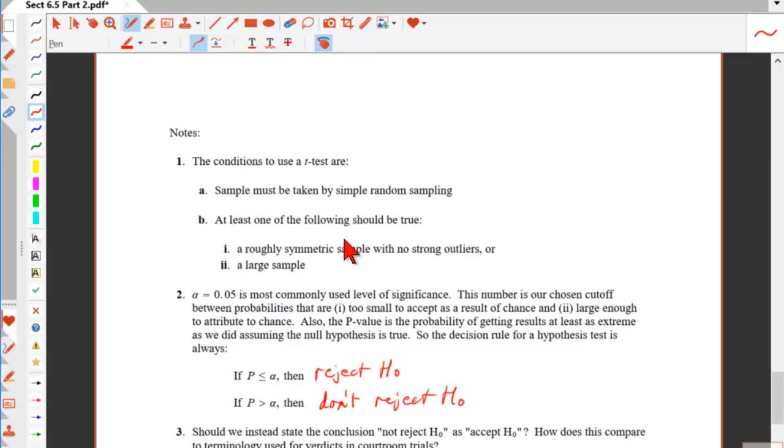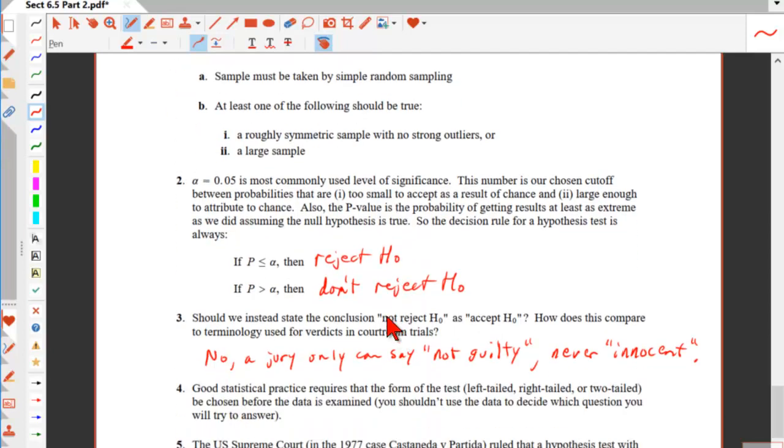And there should be some sort of size check. So if the sample is roughly symmetric, I'm talking about quantitative data now, or a mean, so if the sample is roughly symmetric with no strong outliers, I'm good to go. Or if the sample is large, say bigger than 30, I can just move ahead anyway.